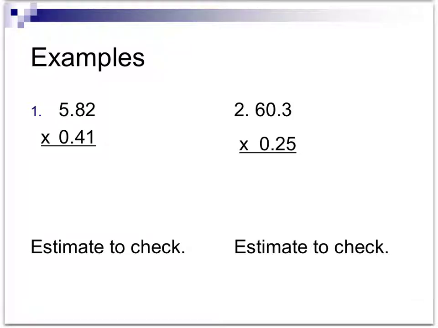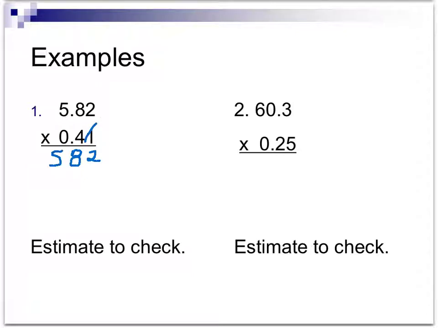Here are two examples that we're going to work on together. Please write these down in your notes. Problem 1, we have 5.82 times 0.41. Using the steps that we indicated in the slide previous to this, I'm going to first ignore the decimal points. And so it's just 582 times 41. So I'm going to traditionally multiply them together. 1 times 2 is 2, 1 times 8 is 8, and 1 times 5 is 5.